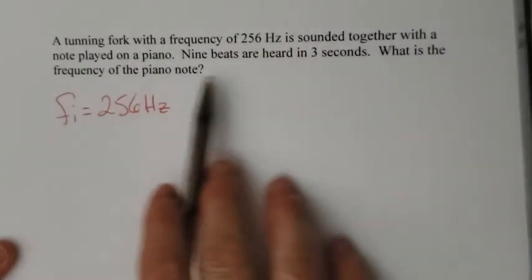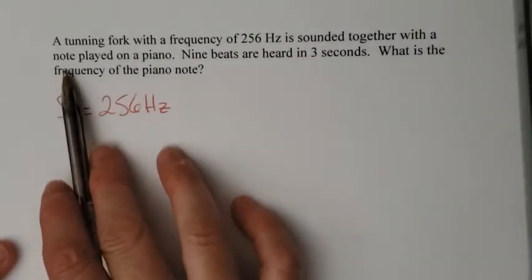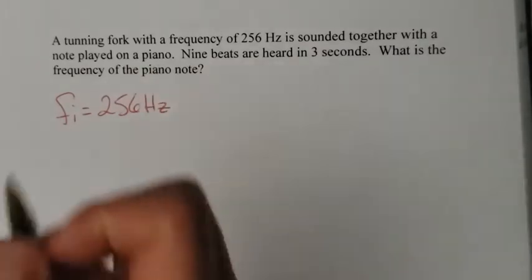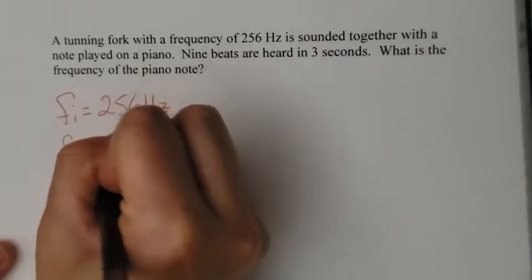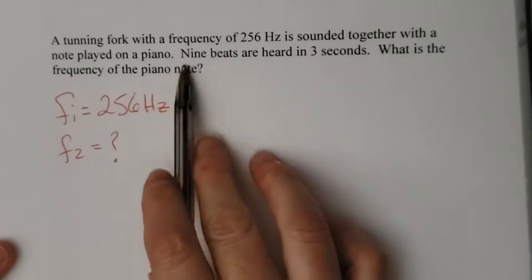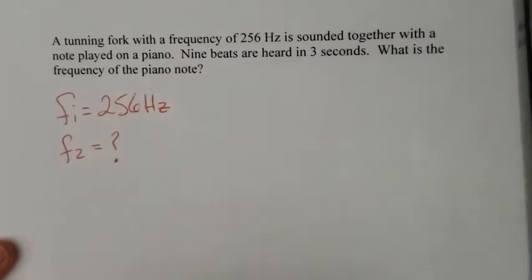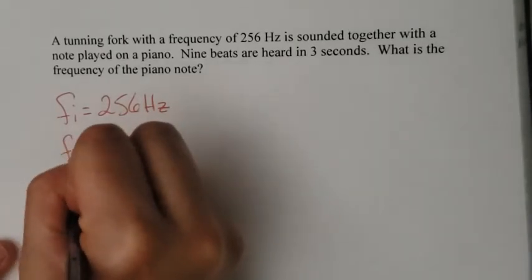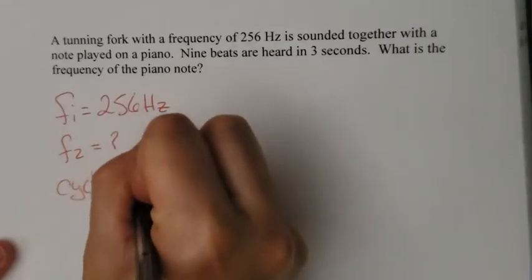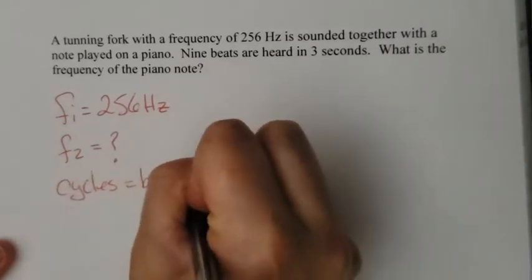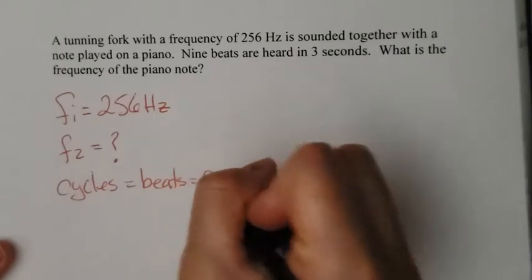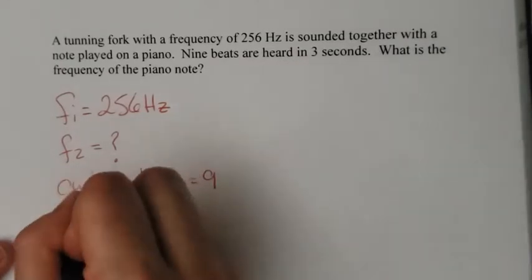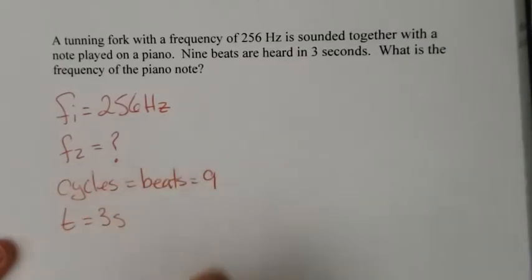Sounded with a note played on the piano. So that's what I'm looking for. I'm looking for that second frequency. I don't know what it is. 9 beats are heard. Well, 9 beats is the number of cycles. So I hear that wow, wow, wow sound 9 times. So I know the cycles, which is equal to my beats, is equal to 9. In 3 seconds, I know my time. Time is 3 seconds. And again, I'm looking for that second frequency.